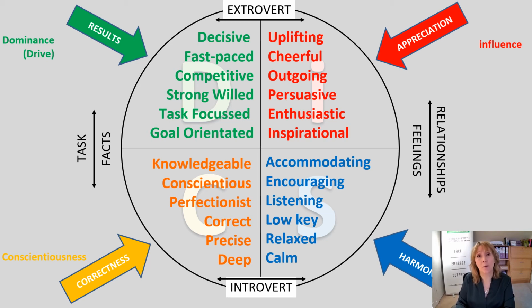The way this shows up in the profile is by a dot. So this is where my own dot is. I'm an IS, so I'm an I home base, but I also have a sufficient amount of S that I show very close to the S quadrant.